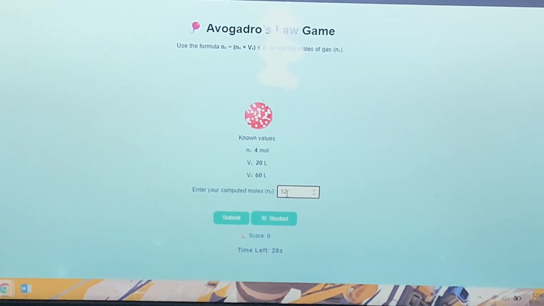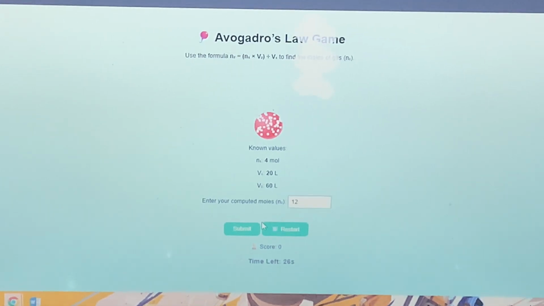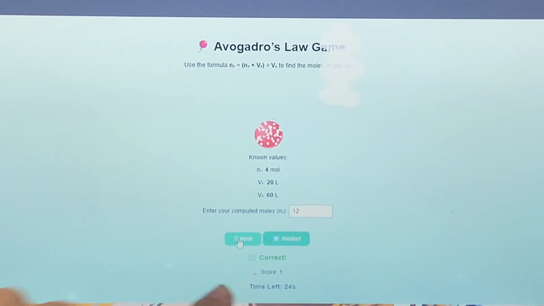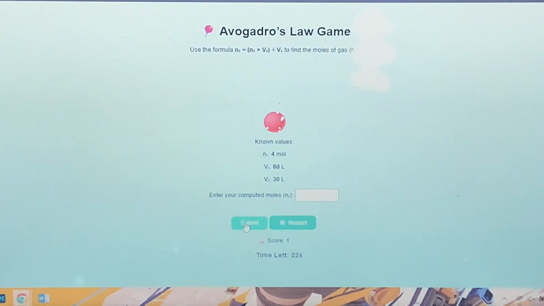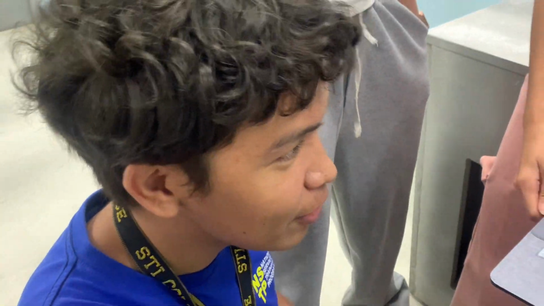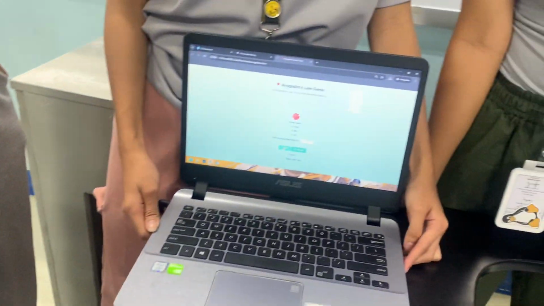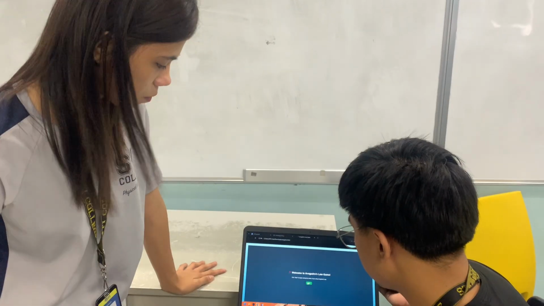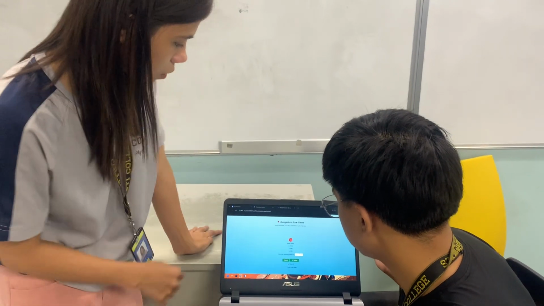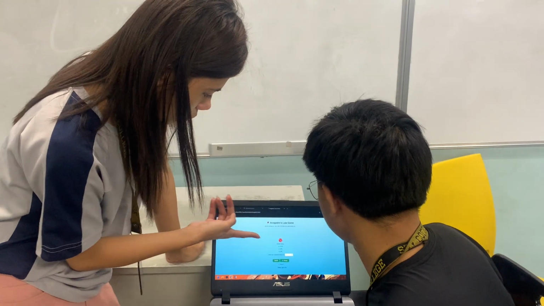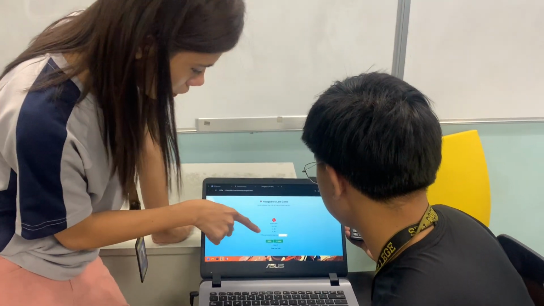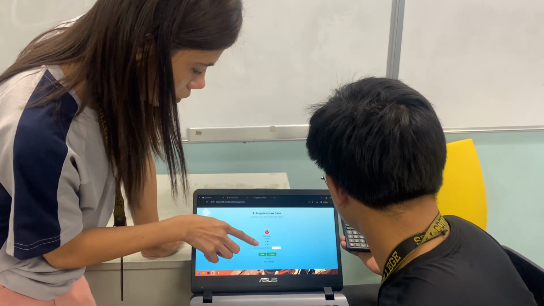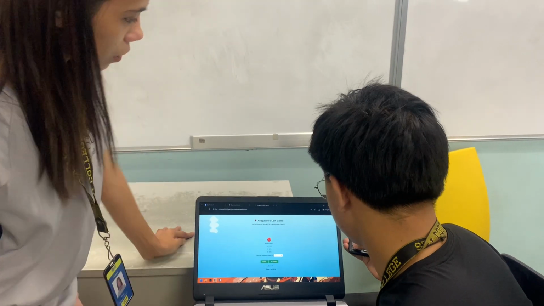So let's see if it's right. Correct. So that's the purpose of our game, which is to calculate the second mole of Avogadro's law. Start the game here. So this is the formula. So compute. So there's a given: the mole 1, volume 1, and volume 2. Try it.